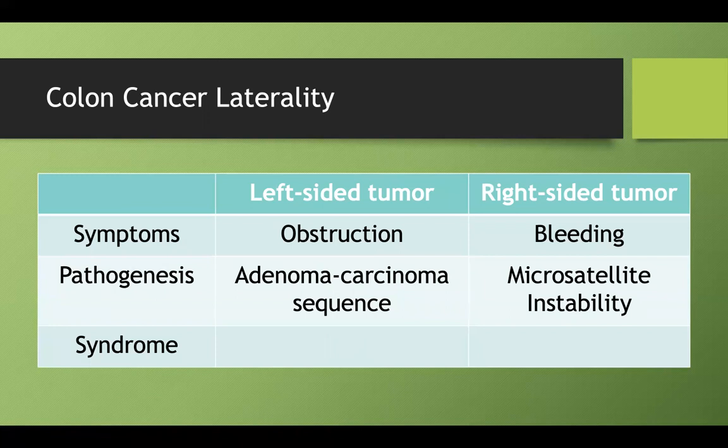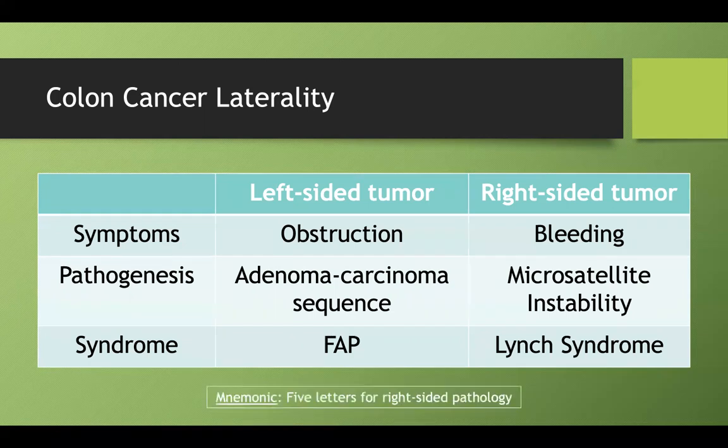I kind of give it away here, but because it's an adenoma-carcinoma sequence, it should make sense that FAP would cause more left-sided tumors, and then Lynch syndrome would cause more right-sided tumors because it's associated with microsatellite instability. My mnemonic here is I always remember that everything on the right has 5 letters in it. So right has 5 letters, bleed has 5 letters, micro has 5 letters, and Lynch has 5 letters. So whenever I'm thinking, well, what is this? Right-sided, left-sided, what's going on? I just remember the 5-letter rule.